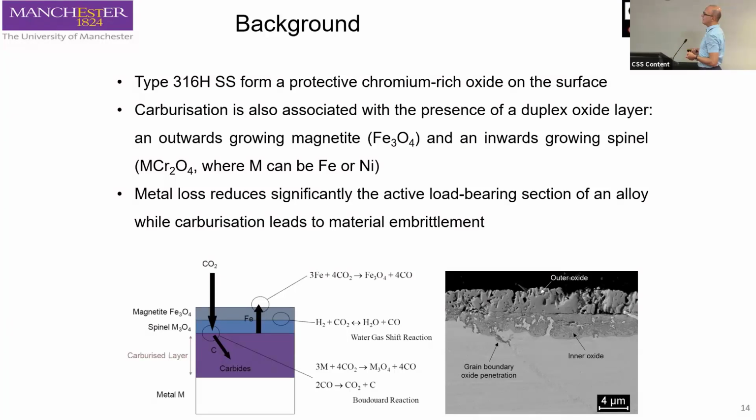As well as this, you also have carburization, and the carburization occurs because right at this interface, you have the Boudouard reaction, where you have carbon monoxide and carbon dioxide in equilibrium, and so you have a given activity of carbon that can therefore diffuse into the material and locally increase the hardening of the material.